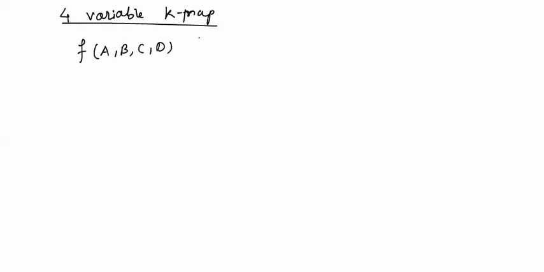Now next we will see a four variable K-map. Suppose a function f depends on four variables a, b, c and d. If there are four variables, a total of 2 raised to power 4 equal to 16 combinations will be there. For 16 combinations there should be 16 blocks in the K-map. So for a four variable K-map there will be 16 blocks. We'll take one example.